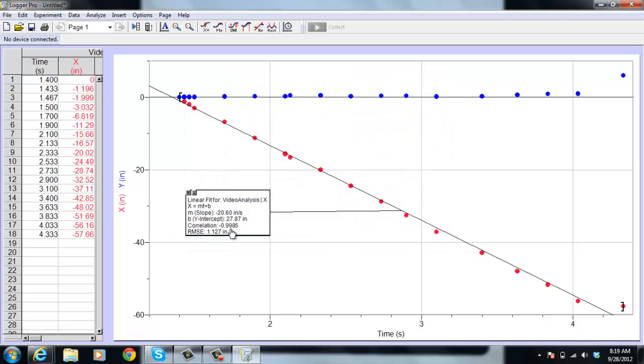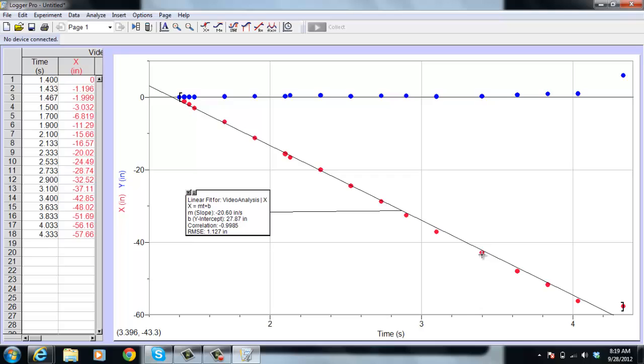Okay, 20.6 inches per second. And so the speed of that ball as it rolls across the screen is 20.6 inches per second. The velocity is negative 20.6 inches per second because that means it's moving to the left. And so there we have the velocity of this ball as it rolls across the screen.